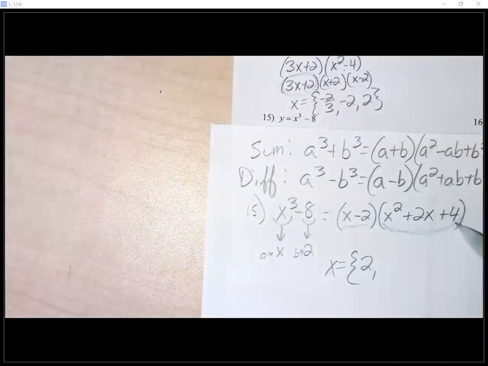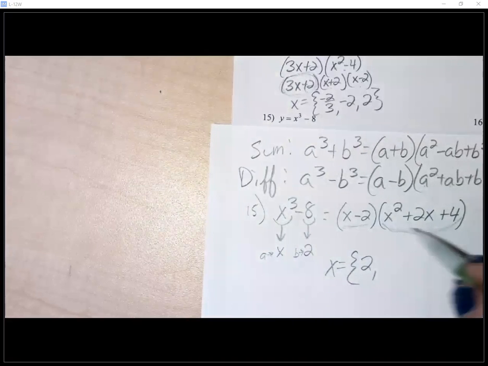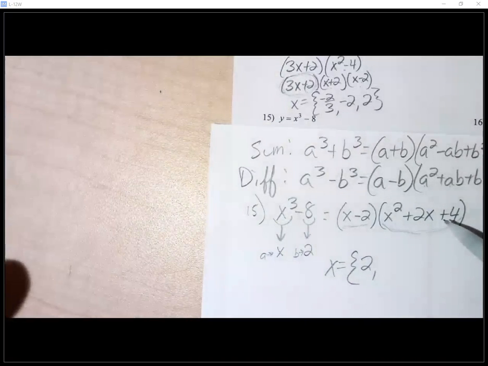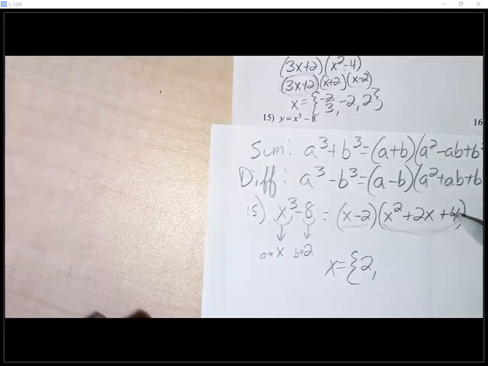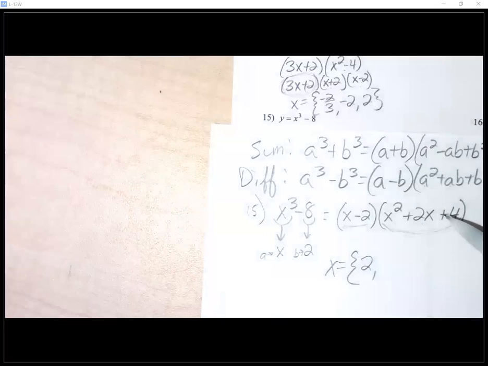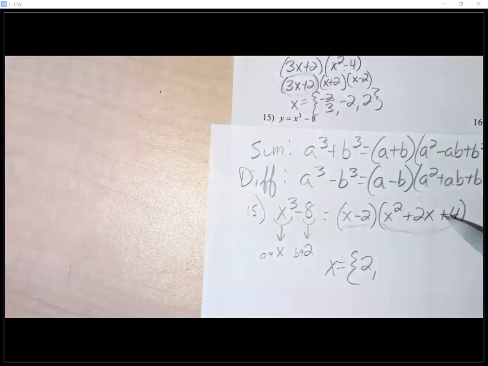So now I need to take that thing. This does not factor again. I wish it did. Our life would be so easy. But there are no factors of 4 that add to 2. Too bad, so sad. So what does that mean? That means you have to do either complete the square or quad formula, because those are the only two that'll work on any quadratic. I would complete the square, honestly, because this one's nice.